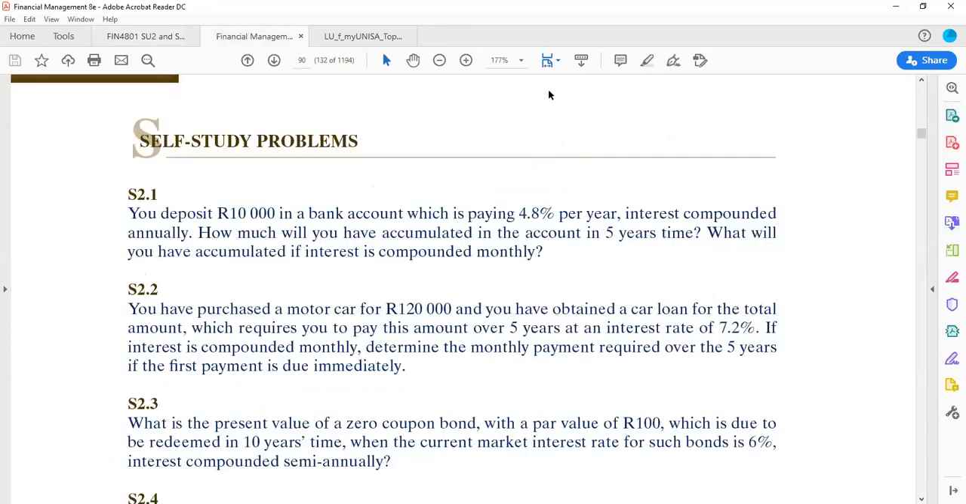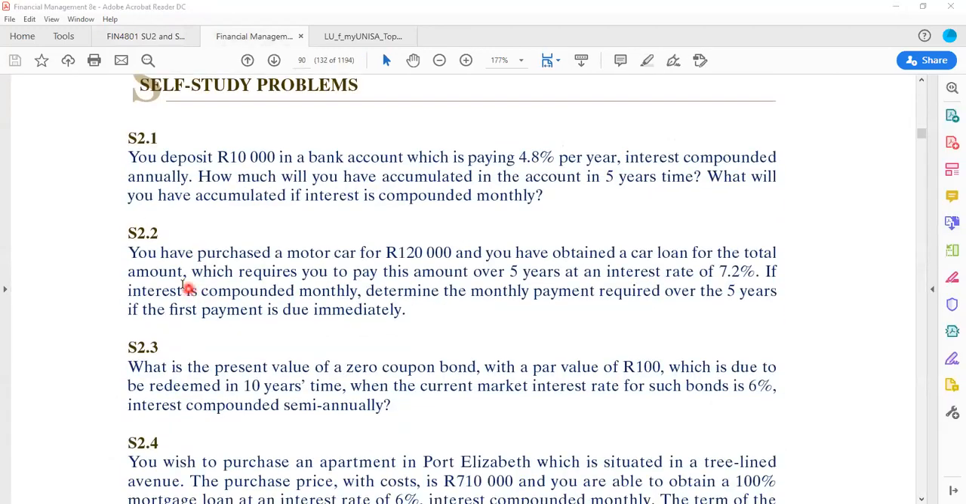Then the next question said you have purchased a motor car for 120,000 Rand and you have obtained a car loan for the total amount which requires you to pay this amount over 5 years at an interest rate of 7.2%. If the interest is compounded monthly, determine the monthly payment required for the 5 years if the first payment is due immediately.